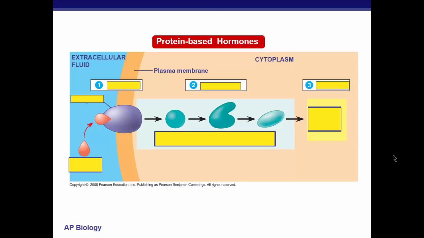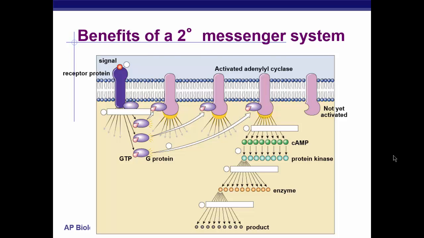Hopefully you realized it was a protein-based hormone, and then we'll go over all the rest. All right, you might think that there's a lot of weird stuff going on for all those different steps for a pretty straightforward thing. But there's a benefit to that secondary messenger, where we have that signal outside and a receptor protein activating.